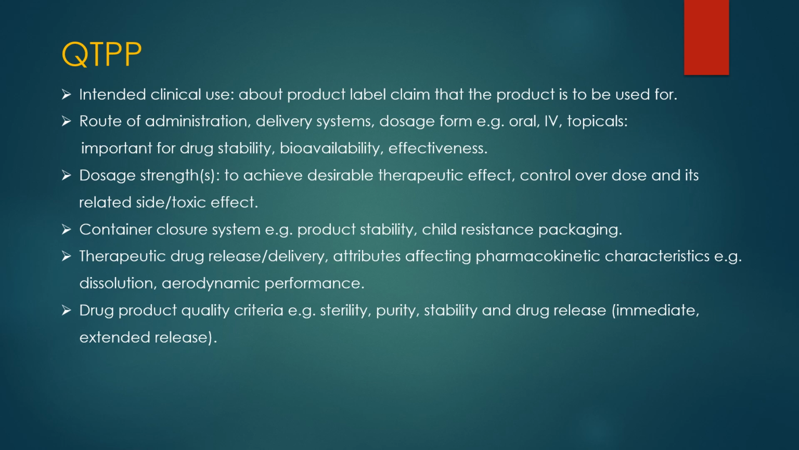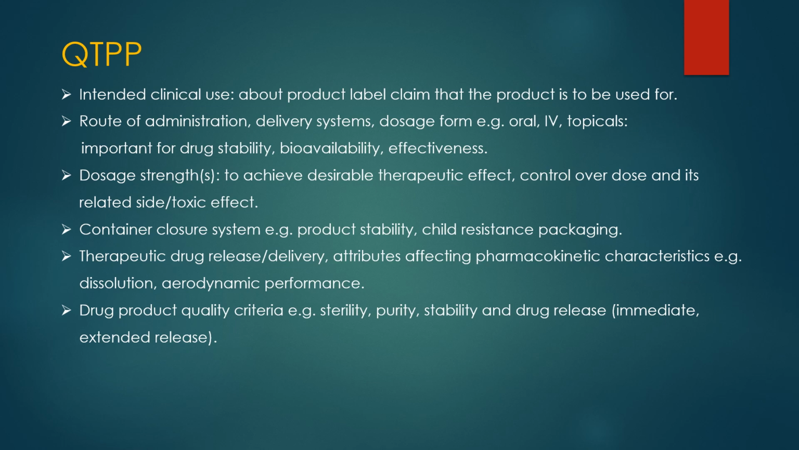It should be intended for clinical use. It's about the product label claim that the product is to be used for. Route of administration, drug delivery system, dosage form, for example, oral, intravenous, topicals. Important for drug stability, bioavailability, and effectiveness. Dosage strength, to achieve desirable therapeutic effect, and control overdose and its related side or toxic effects. Container closure system, for product stability and child-resistant packaging.